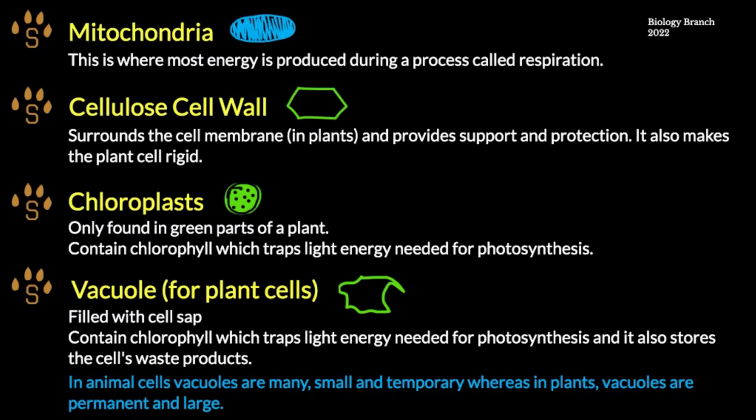But the main point which you may need to catch is the one that says it is filled with cell sap. But you may be wondering why we didn't include it in the animal cell on our bigger diagram, our main diagram. The reason is in blue, which says in animal cells, vacuoles are many, small and temporary, whereas in plants, vacuoles are permanent and large. So in animal cells, they're there, but they're tiny compared to the ones in plant cells.